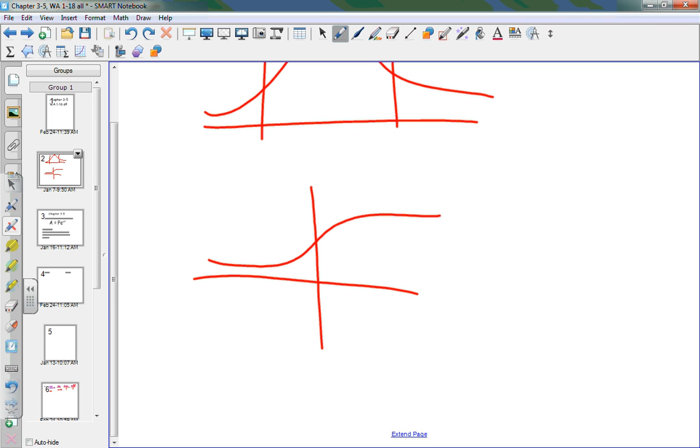If you get your books back to page 224, problems 1 through 6, page 224.